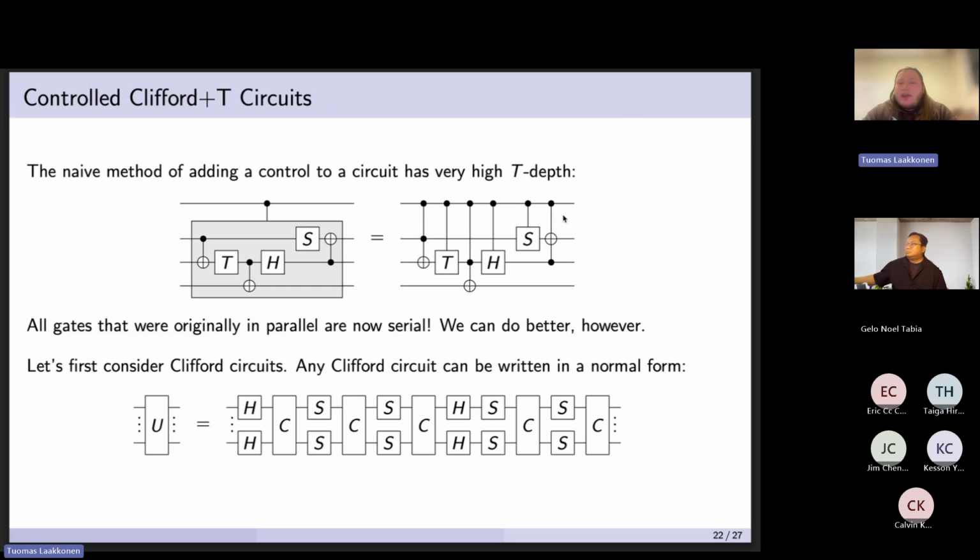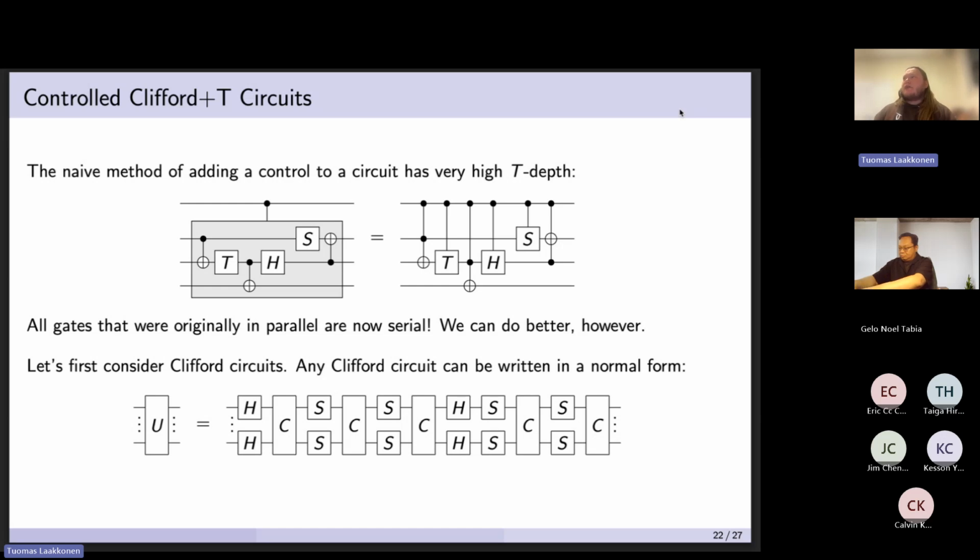But even if we had gates in the circuit that were originally in parallel, they are all now in serial because they all share the same control qubit. This is unfortunate because we would really like to parallelize as much as possible. And we can do better than this. I'm going to show you how to do that for Clifford+T circuits. But first, I'll just talk about Clifford circuits because it's a little bit simpler.